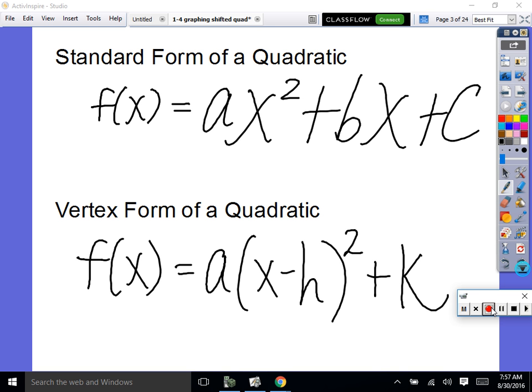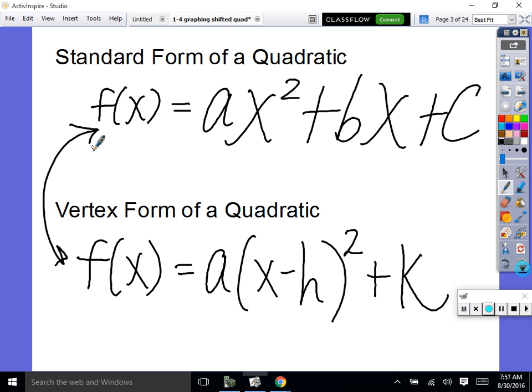So we're going to graph vertex form of a quadratic, because that's the easiest way to graph a quadratic. And vertex form of a quadratic looks like this: a times (x minus h) squared plus k. They're the same thing, just different forms. And you can go from vertex form to standard form and standard form to vertex form. That's a whole other lesson though.